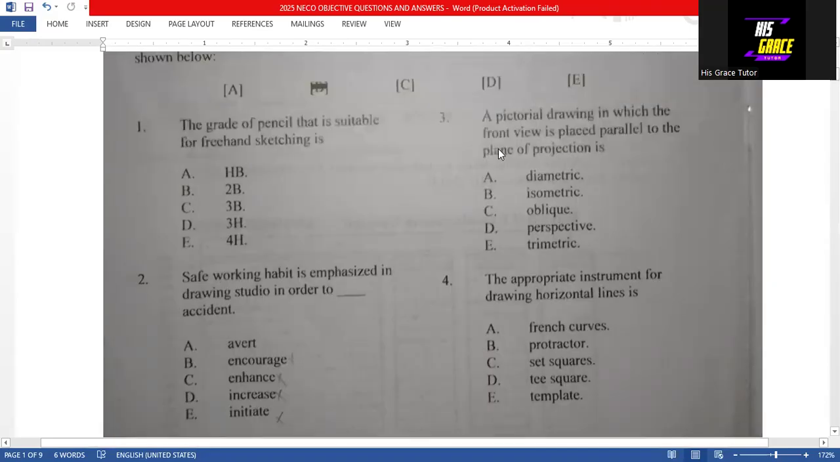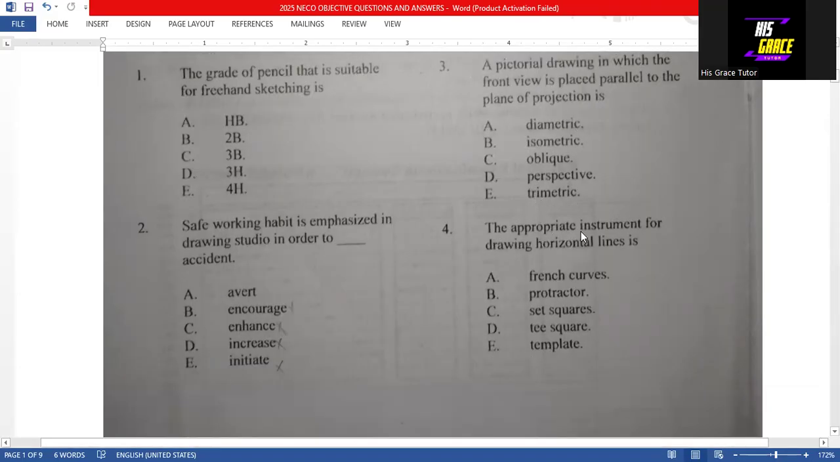Then question three, a pictorial drawing in which the front view is placed parallel to the plane of projection is isometric. So option A is the answer to question three. Option B is the answer to question three. Then question four, the appropriate instrument for drawing horizontal lines is T-square. Option B is the answer to question four.